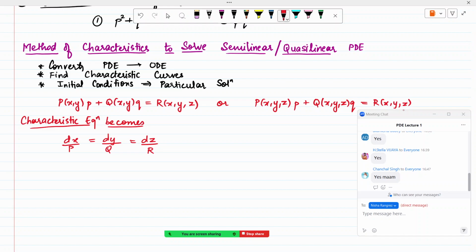Yes, please. Is the structure or the skeleton clear?